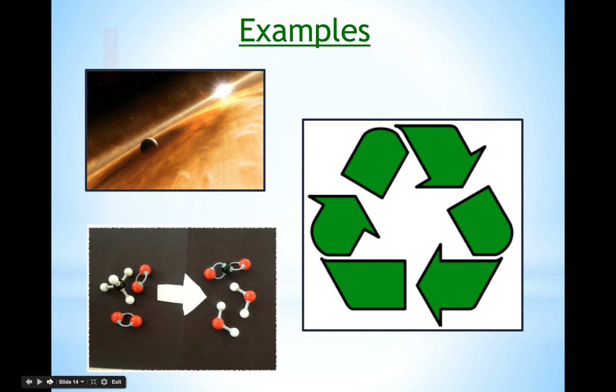Some examples. A star is born when it begins to convert matter into energy through nuclear fusion. Conservation of mass means that atoms are not created or destroyed in a chemical reaction. Instead, the atoms are rearranged to form new substances with new properties. In recycling, the matter gets used again, and less energy is used to make new things.